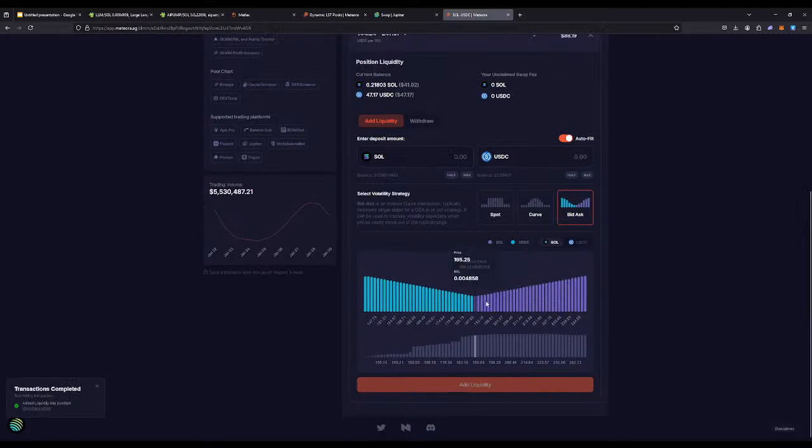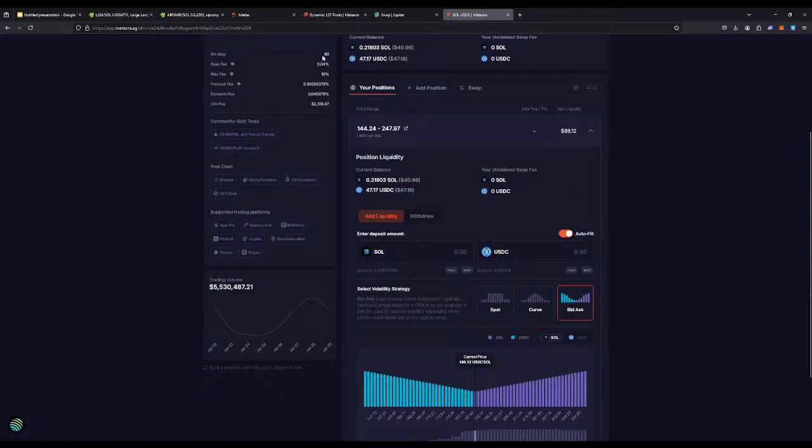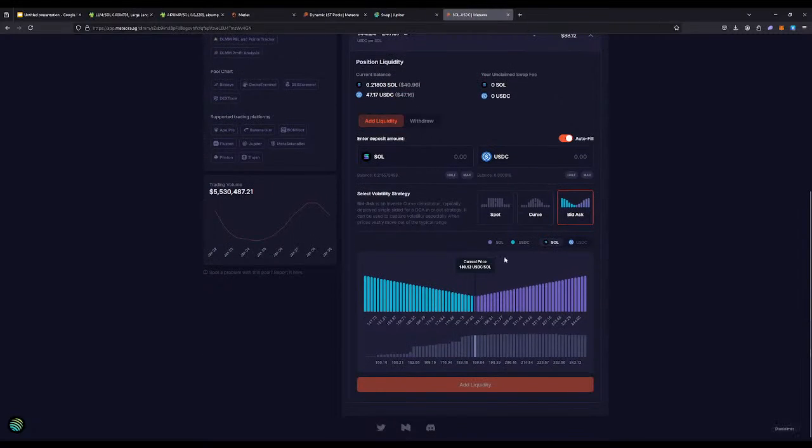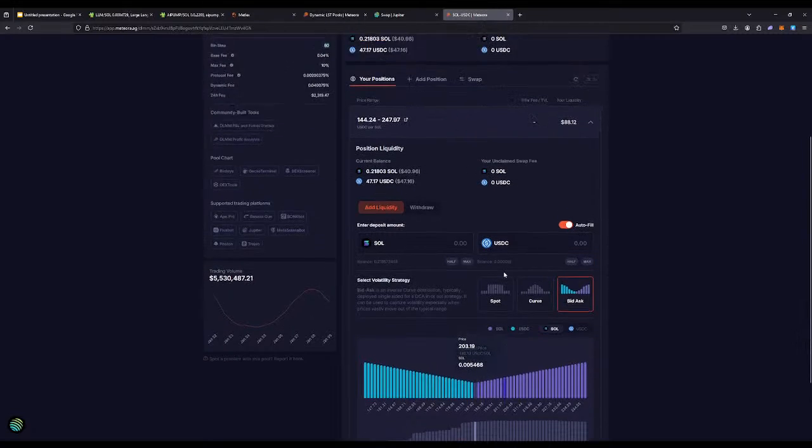So now this is basically the shape that I have finally got by depositing these amounts of liquidity. I've added $40 of Solana and 47 USDC. And as the price moves, I'll start making fees.